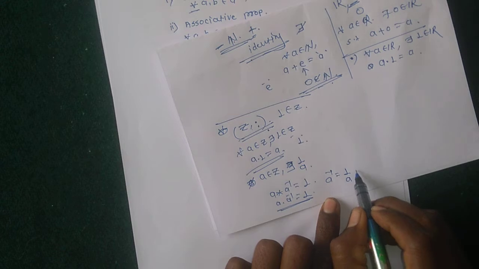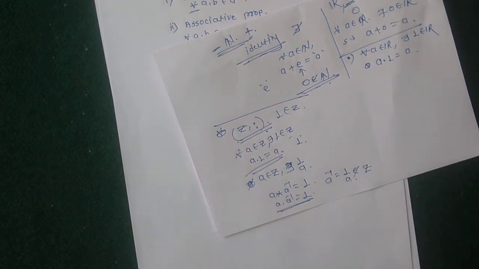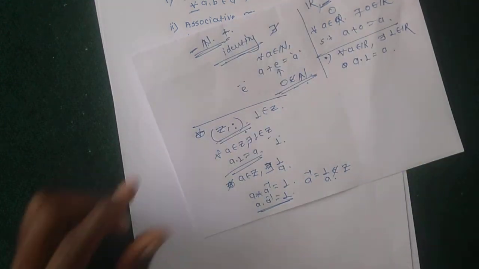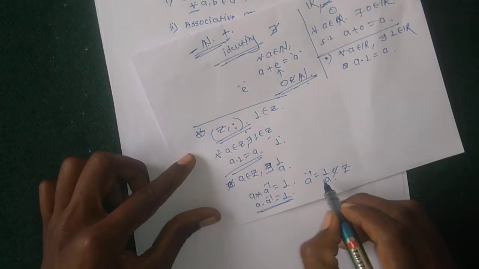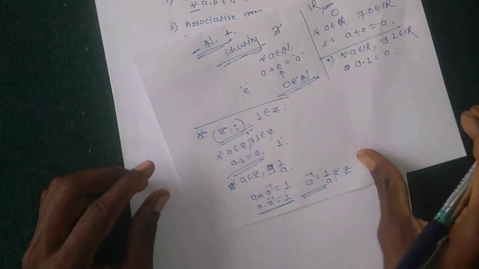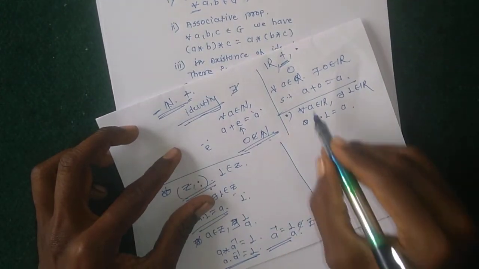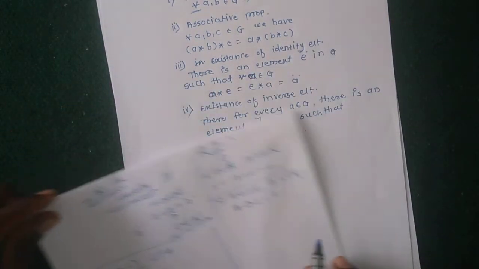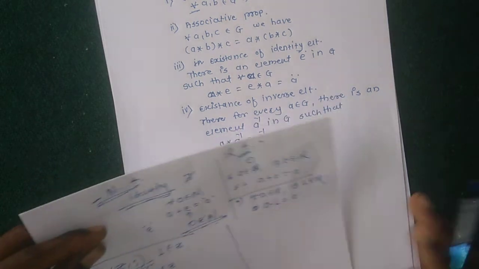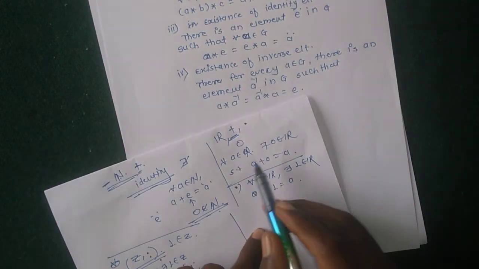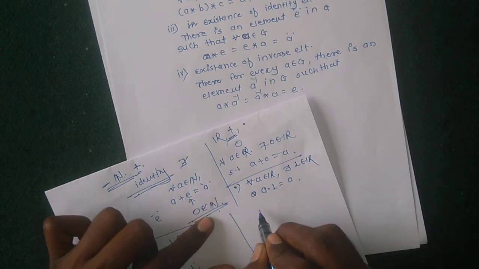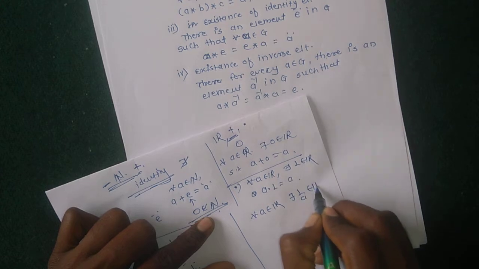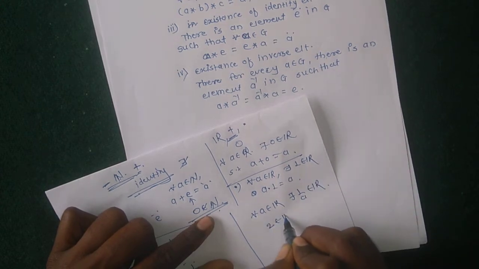Okay, but 1 upon a does not belong to the set of integers Z, because this is a rational number. Therefore, the rational numbers are not contained in the set of integers. So here the inverse element does not exist. But in the given set of real numbers, the inverse element exists, because for all a belonging to R there exists 1 upon a also belonging to R, meaning that 2 belongs to the set of real numbers.